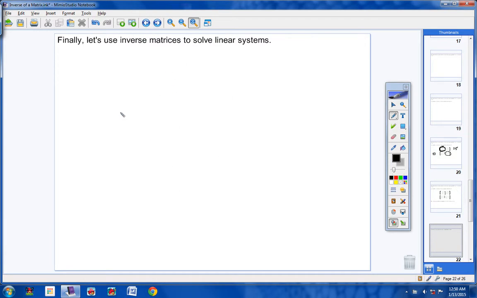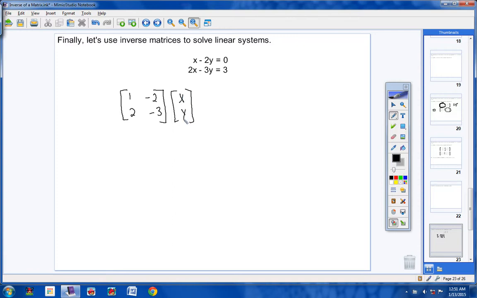Finally, let's use inverse matrices to solve linear systems, okay? So here we go. Please take some really good notes on this. Alright, let's start off with a 2 by 2. Now here's what you do, okay? Watch carefully. You take your coefficient matrix and you put it here. 1, 2, -2, -3, okay? Then here, look what you do. You put a matrix that has an X and a Y.